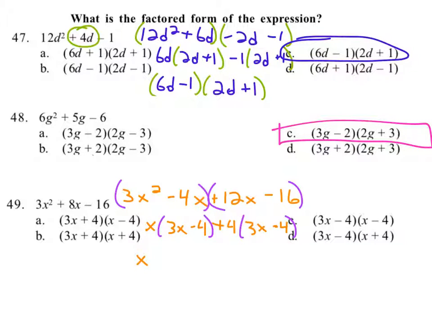And now we put those two together. X plus 4 is our first term, and our second term is whatever's left inside, 3x minus 4. So which answer has that? X plus 4, 3x minus 4. That's D. So we're going to choose D as our answer.